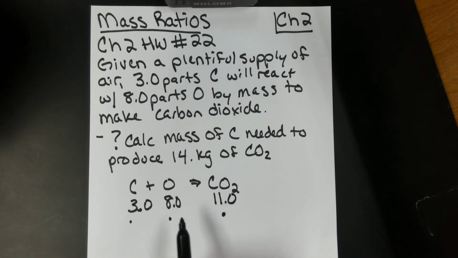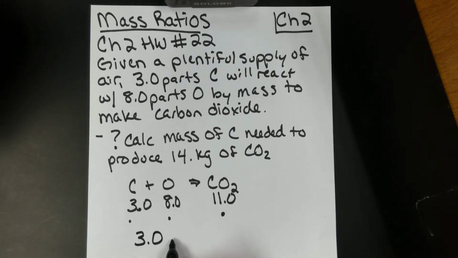So it's saying that if I can now make a ratio, right? If I want to make 11 parts of CO2, I would need 3 parts of carbon. If I wanted to react 3 parts of carbon, I would need 8 parts of oxygen by mass, so 8 grams, right?